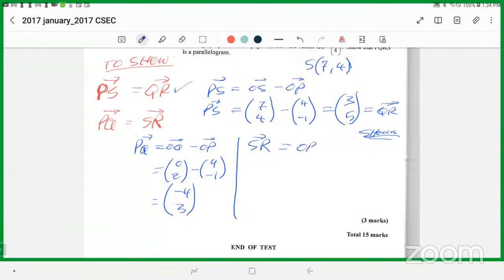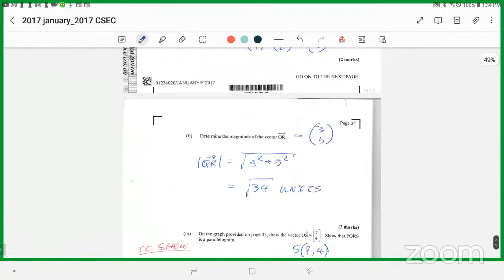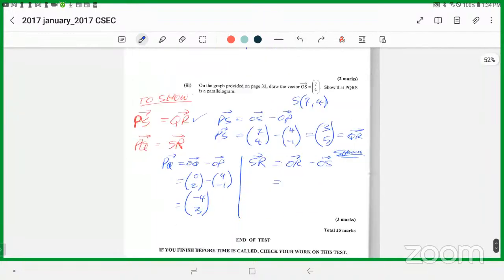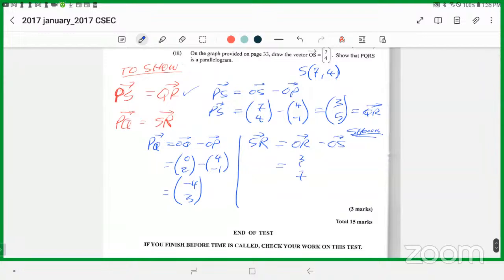Right. So it's OR minus OS. The OR is what again? The OR was 3, 7. So the OR is 3, 7 minus the OS, which is 7, 4. This works out to be 3 minus 7 is negative 4, and then 7 minus 4 is 3. And so this now shows that this and this equal the same thing. We have that the PQ equals the SR.